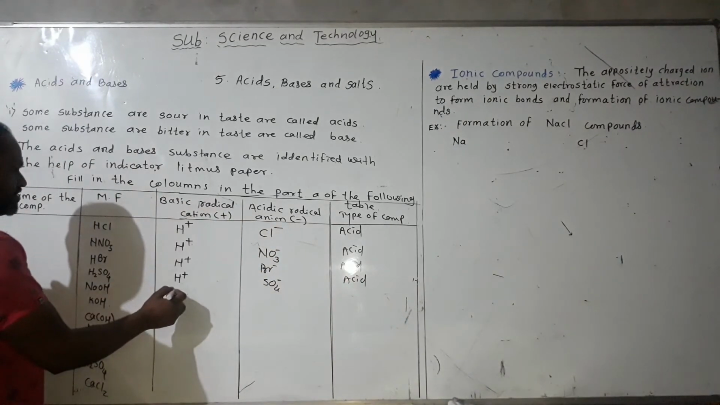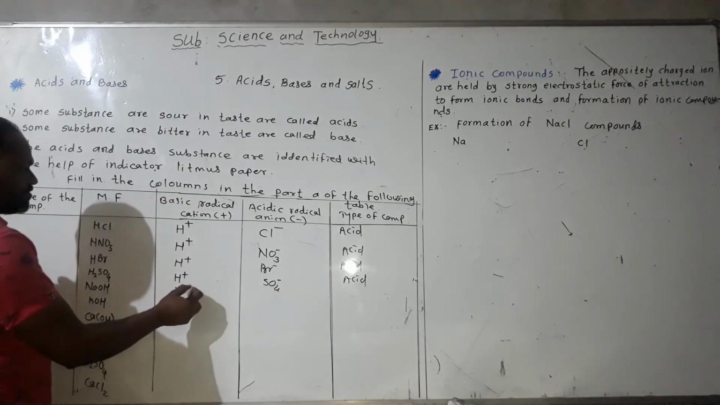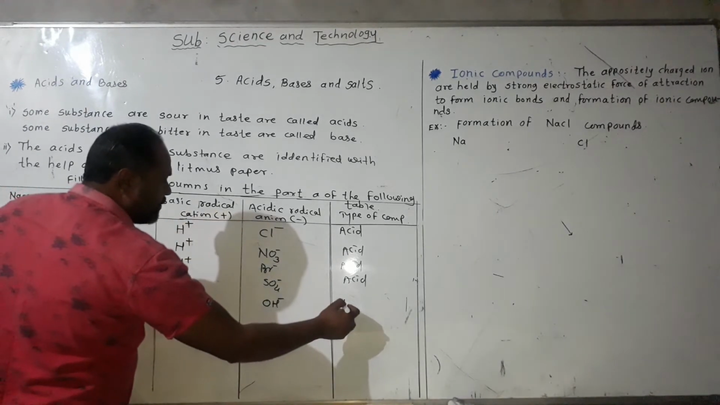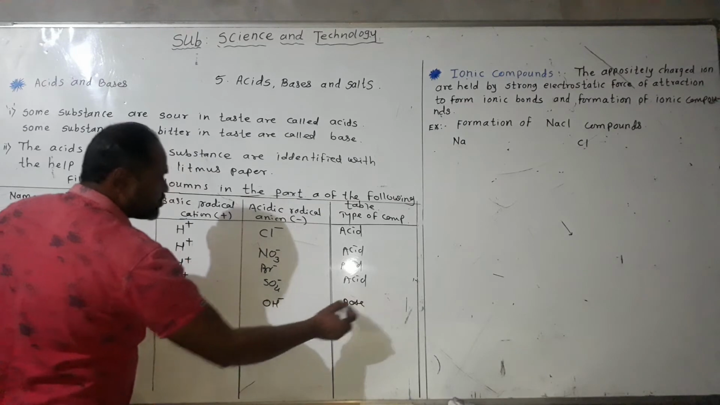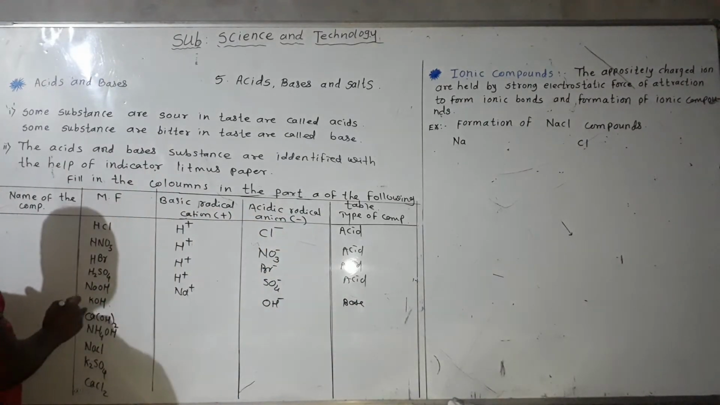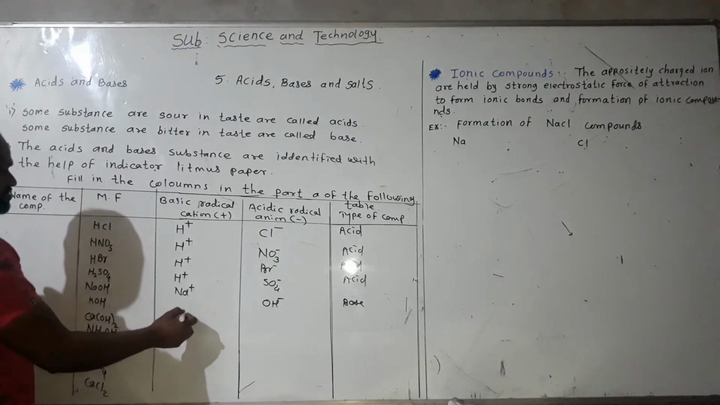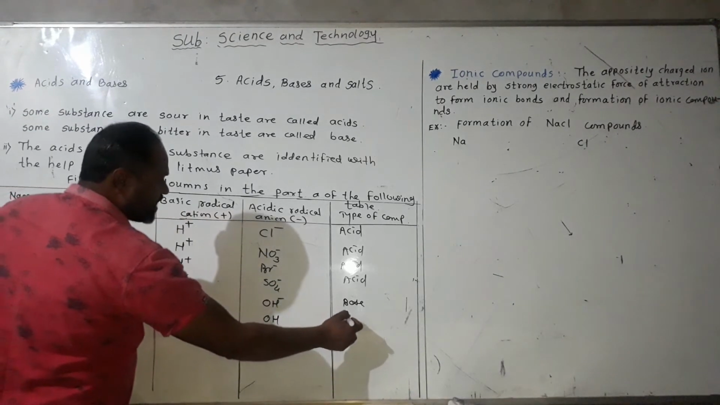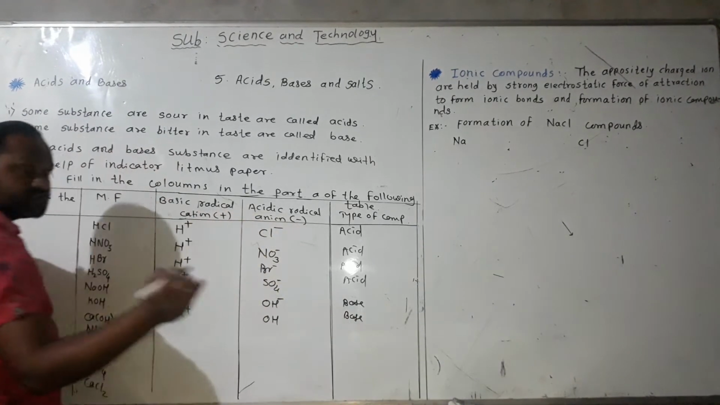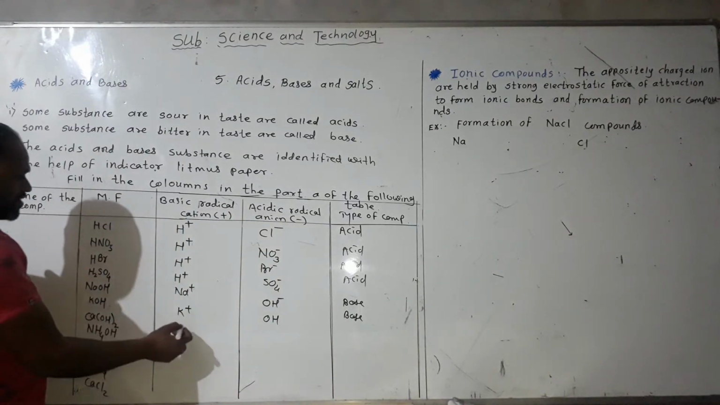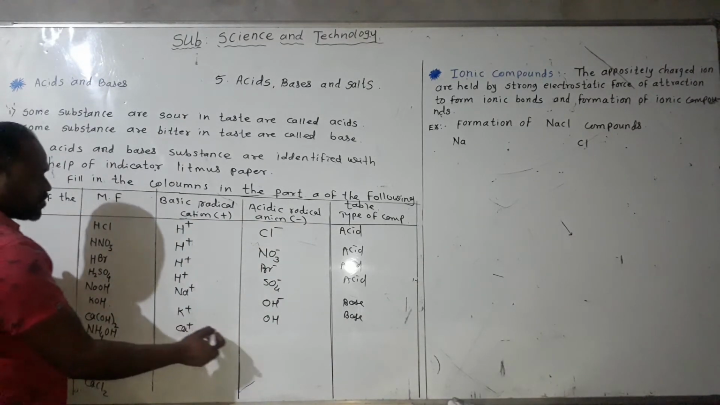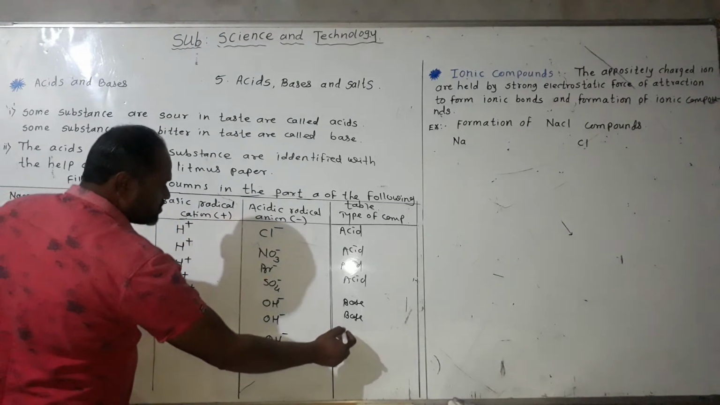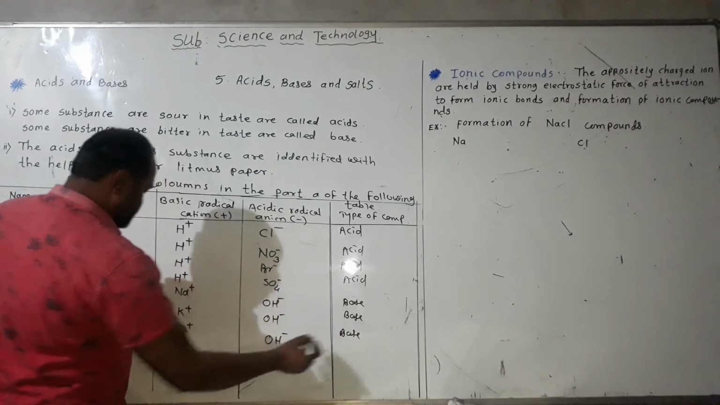Now NaOH is poured into water, giving Na plus and OH minus; it is a basic substance, also called a base. Now KOH is potassium hydroxide, giving K plus and OH minus ions; it is also called a base substance. Now calcium hydroxide gives Ca 2 plus and OH minus ions in solution; it is also a base substance.